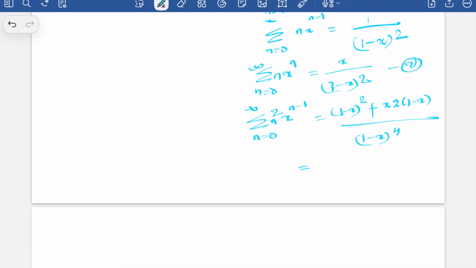Solving further, we will obtain (1 minus x)^3, 1 minus x plus 2x minus 2x square. That implies summation over n equal to 0 to infinity n square x to the power n. Multiplying x on both sides, we will obtain x by (1 minus x) whole cube.